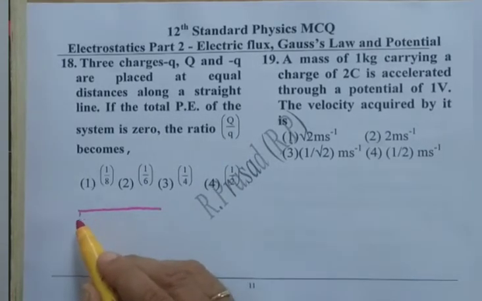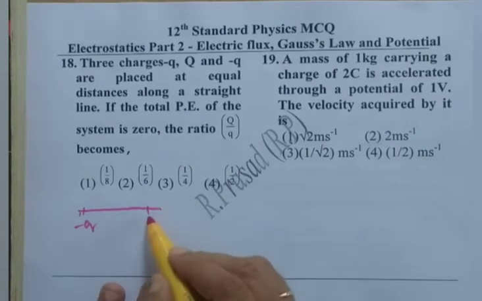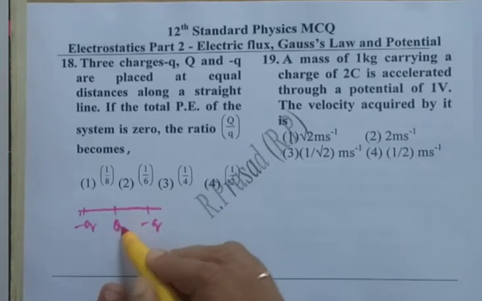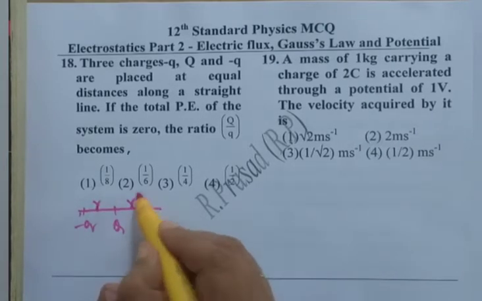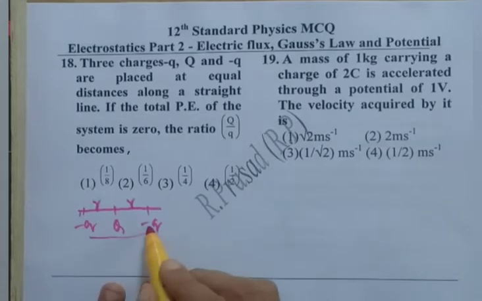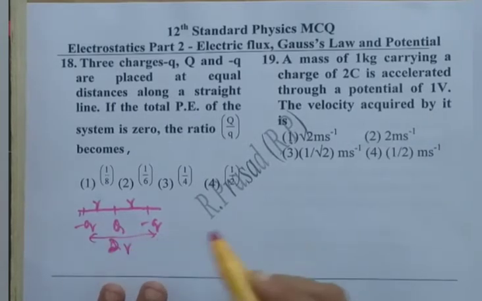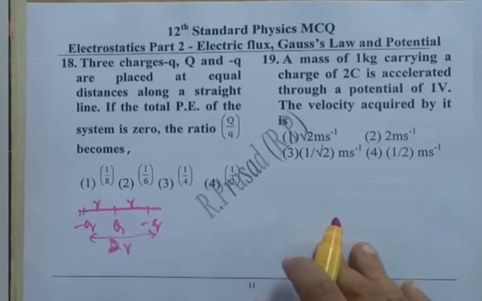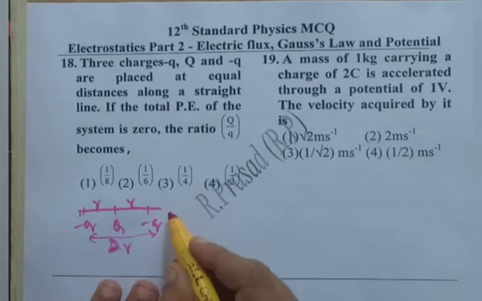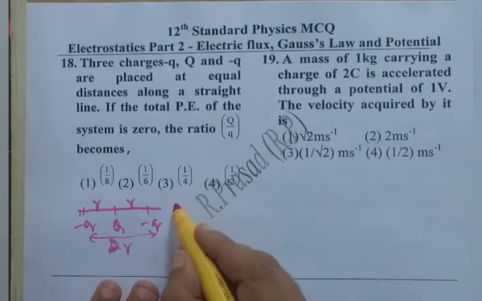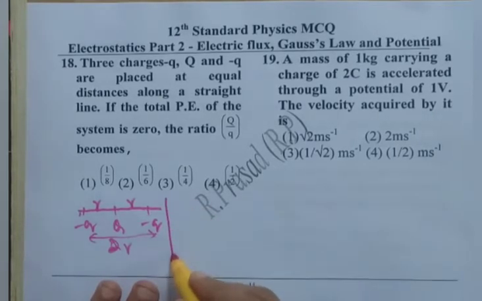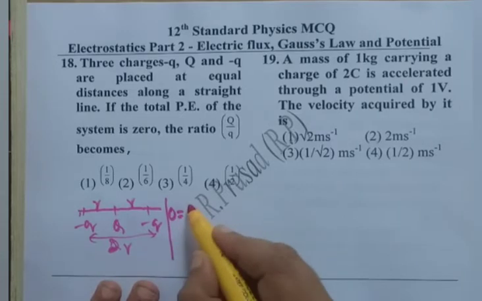Like this, we take minus Q here and Q. They're all placed at equal distance, R and R, and now this becomes 2R, this distance. We write the net potential of this three charge system, and it is made equal to 0. Just observe. What is the net potential, which is equal to 0?